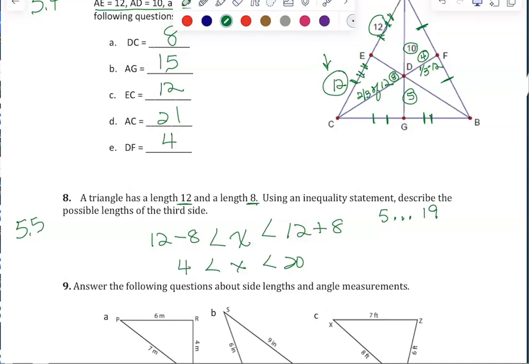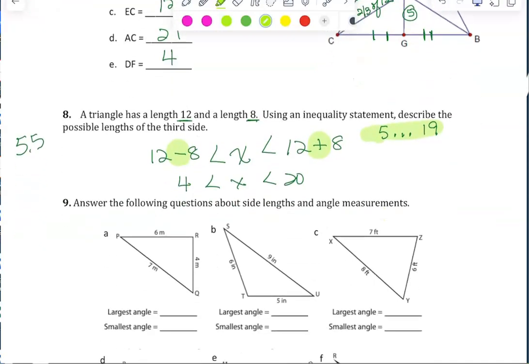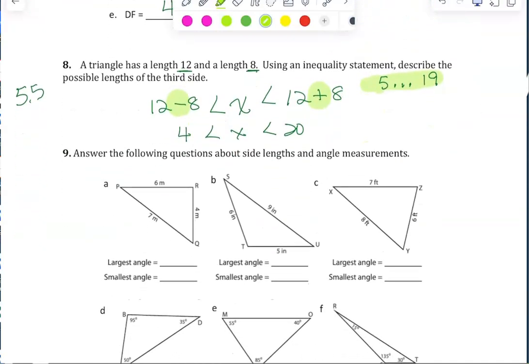So that's how you want to set it up. The two numbers they gave us, add them to the right, subtract them to the left, and have your inequality sign: reading it from the inside, x is less than 20, reading it from the inside, x is greater than 4. That's how I'm getting these numbers. Okay, and the last thing in 5.5 is triangle inequalities.